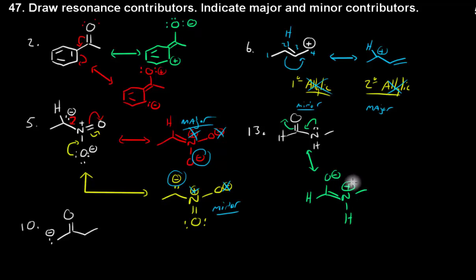Here this is actually kind of nice because the negatives and the positives align themselves with the more electronegative and the less electronegative atom. Oxygen is more electronegative than nitrogen, so it's going to be better able to hold that negative charge. That seems to be just fine: negative on the oxygen where it needs to be, positive on the nitrogen where it needs to be.